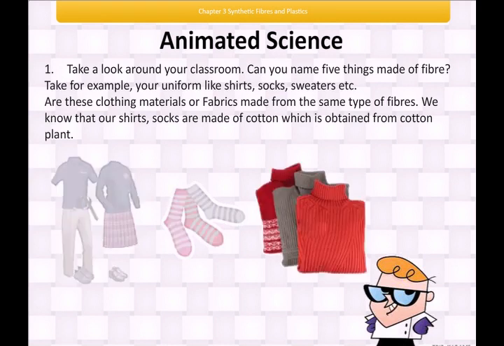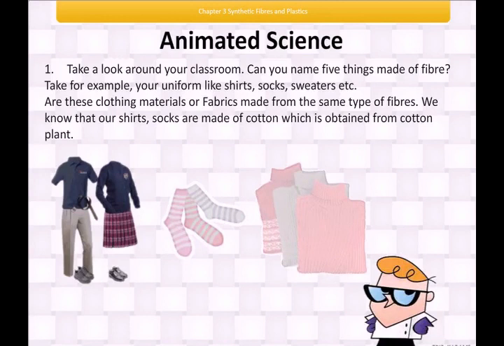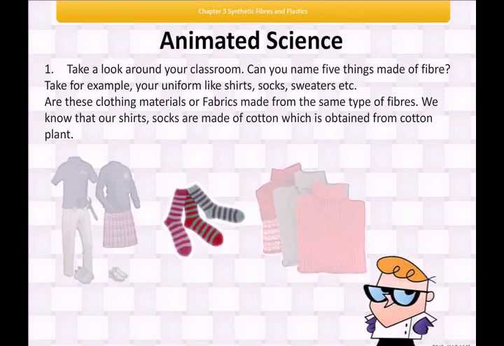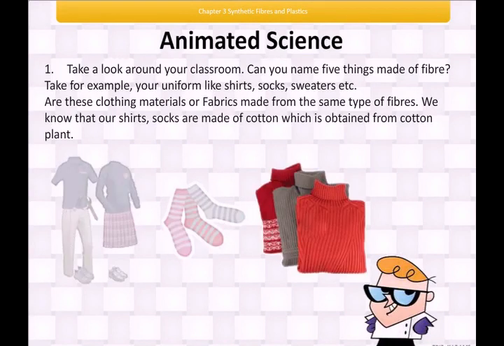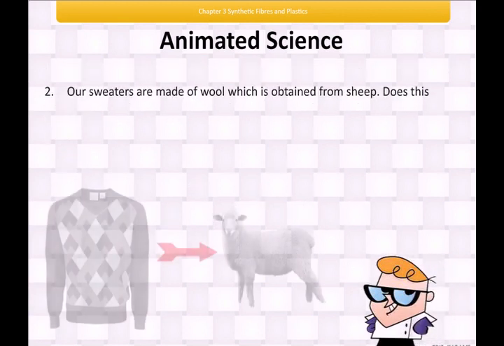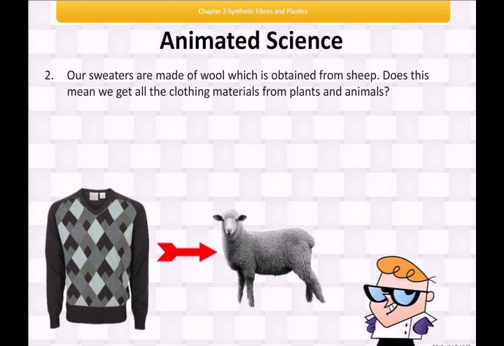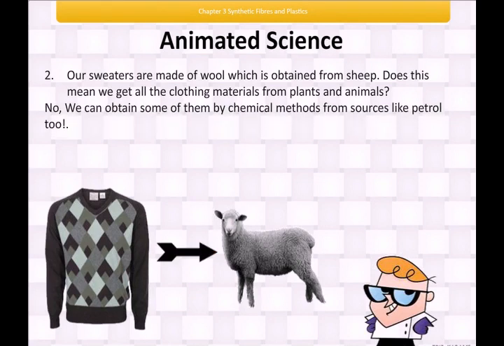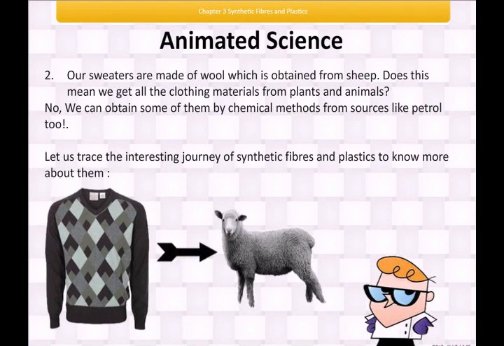We know that our shirts, socks are made of cotton, which is obtained from cotton plant. Our sweaters are made of wool, which is obtained from sheep. Does this mean we get all the clothing materials from plants and animals? No, we can obtain some of them by chemical methods from sources like petrol too. Let us trace the interesting journey of synthetic fibers and plastics to know more about them.